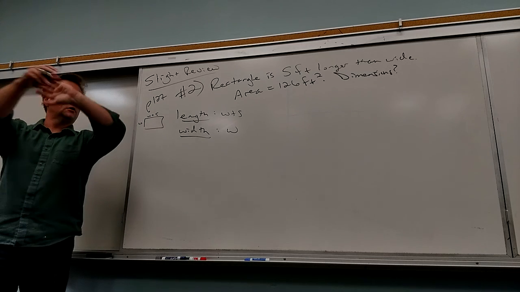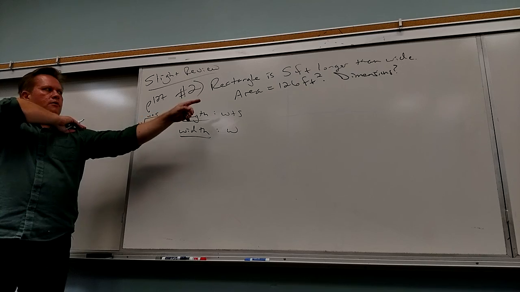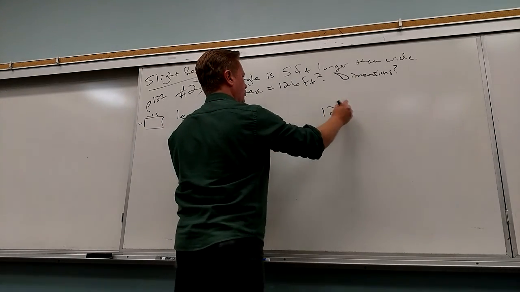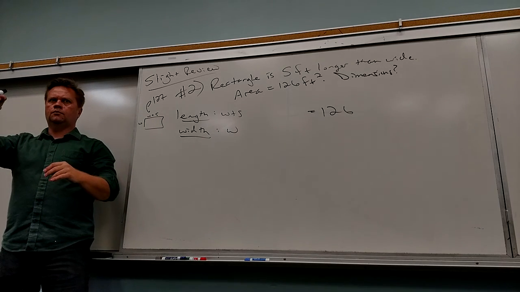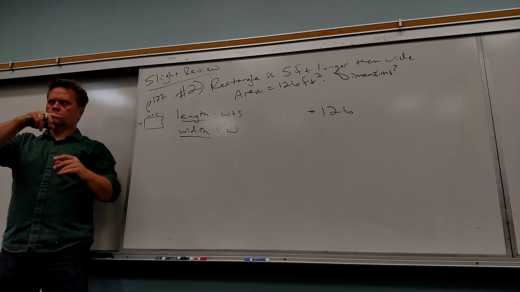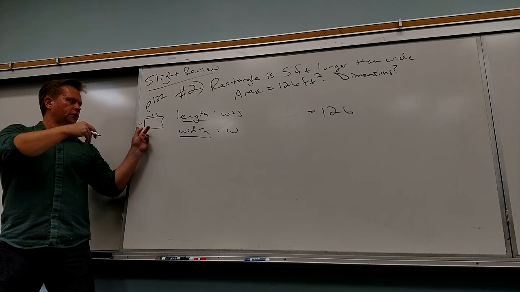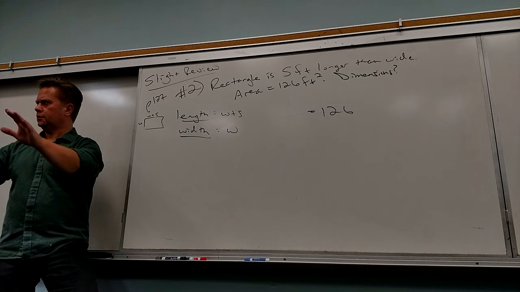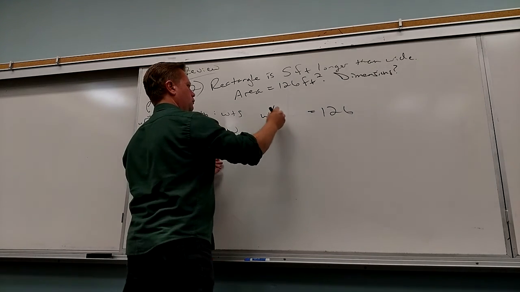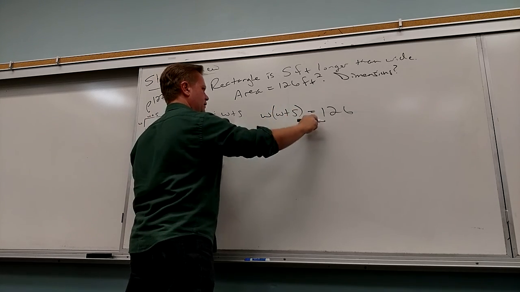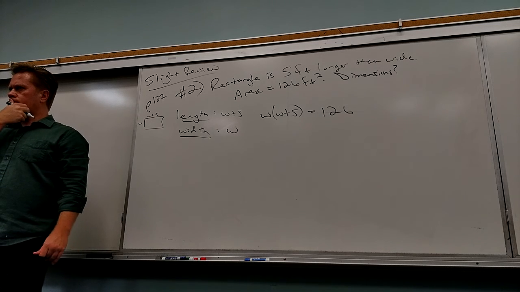And now, of course, they're telling me something about the area. So I know the area is 126 square feet from what they tell me, but what's the area from my picture? What's the area of a rectangle? The width times the length. So W, the width, times the length is the area. I like it.